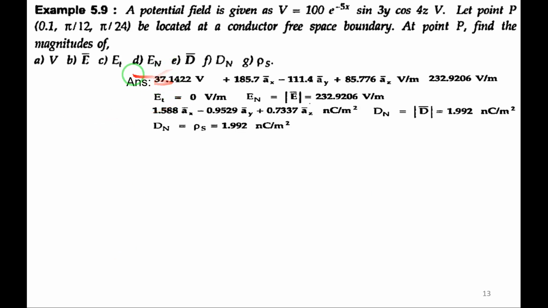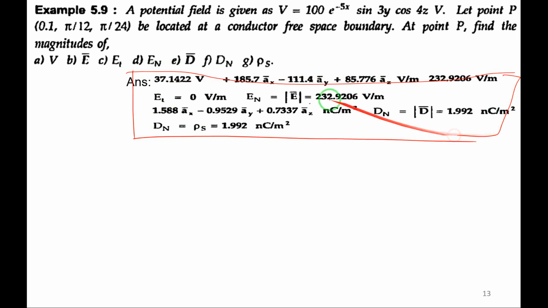This is the last numerical. Okay, this is the answer. We'll discard it later on, we'll see, verify, right? A potential field V is given. V is equal to 100 e to the power of minus 5x into sine 3y cos 4z volts. Let point P, that is (0.1, pi/12, pi/24), be located on a conductor to free space boundary. At point P, find the magnitudes.